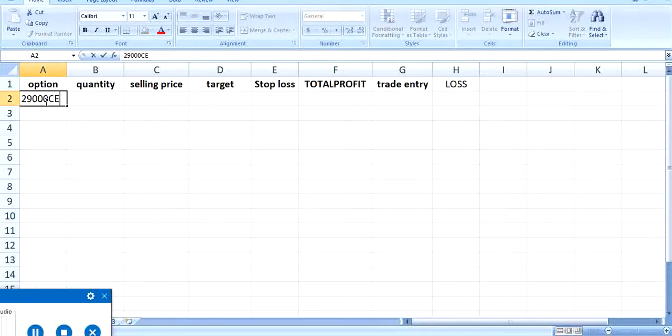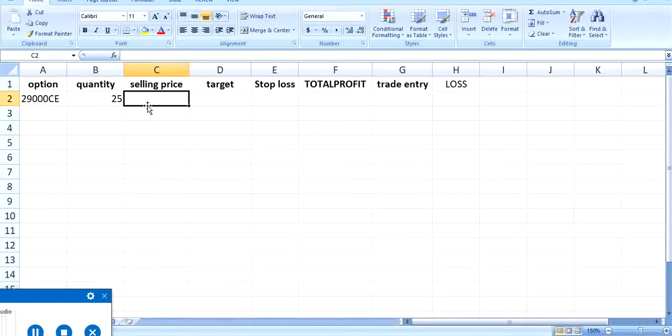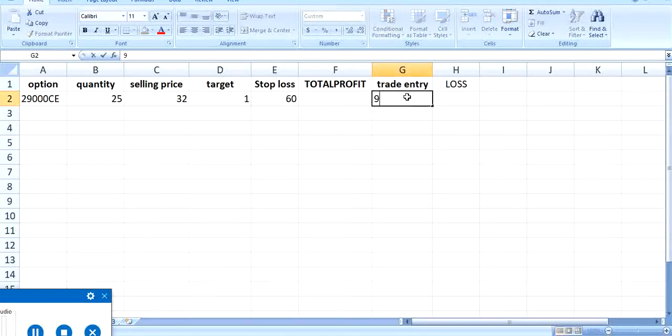29,000 call we will sell one lot. So currently it is trading with 32. Okay, so we will be selling at 32 price with target of 1 rupee, and our stop loss here is 60, and we are taking trade at 9:54 am. I am mentioning the time so that we can watch the chart if our stop loss got hit.